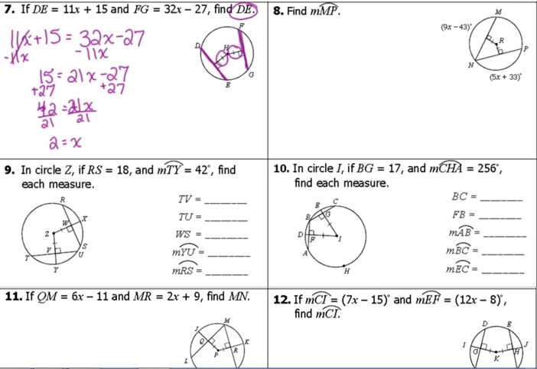We don't want x. We want DE. So we've got to plug it back into the expression for DE. 11 times 2 plus 15. 22 plus 15 is 37. It's a chord, so it's a length. It does not have a degree symbol. 37.